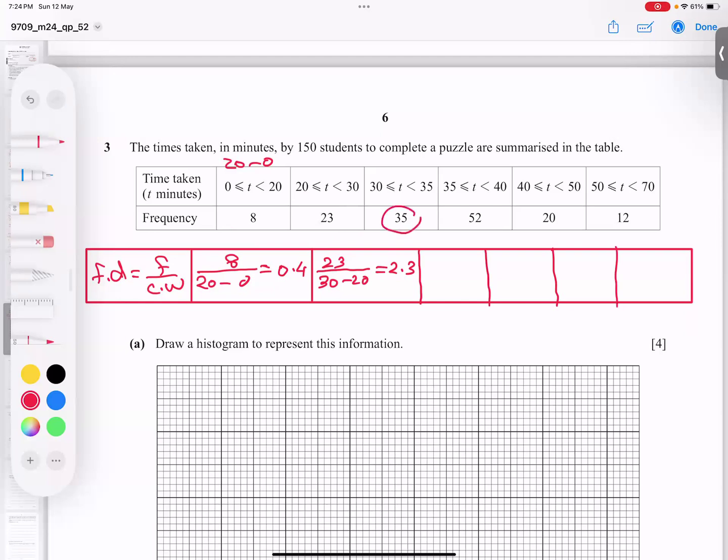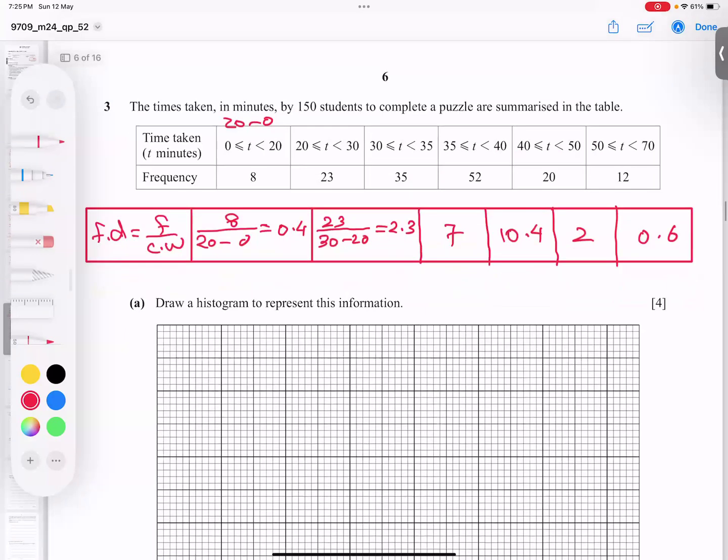How to do the third column? 35 divided by gap 5. 35 by 5 is 7. So I got 7. Next, 52 divided by 5. 52 by 5 is 10.4. Okay, next is 20 divided by gap, and gap is 10. So 20 by 10 is 2. And next, frequency 12, I'm keeping it up, and gap is 20, I'm keeping it down. So 12 by 20, I got 0.6. And I believe all of you understood how I got the frequency densities.